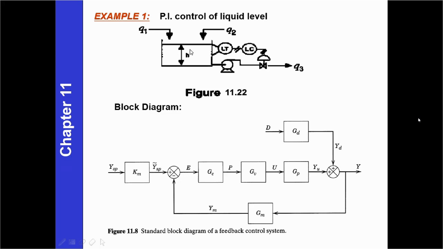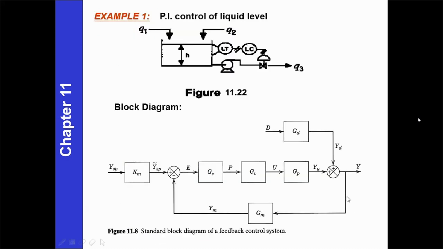We want to control h in this case, with the level transmitter and level controller together with the valve. For this particular system, the block diagram will be given as this one here: Y_sp, the plus and minus at the summing point, the feedback G_m, the error E, then G_c, G_v, G_p for the controller, valve and process. And you have a feedback G_m.